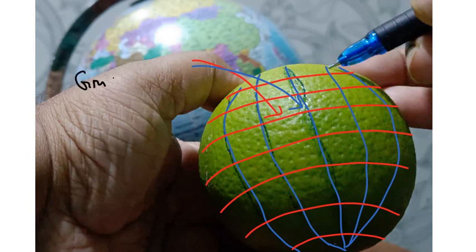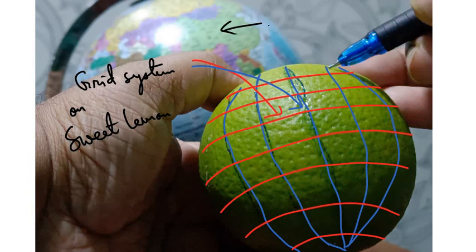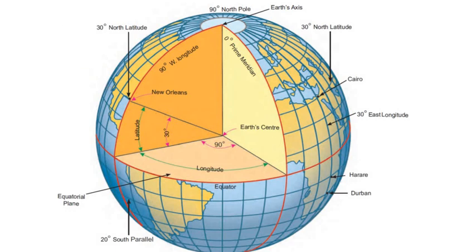Grid system on sweet lemon, and here you can see the actual globe. Fine. Okay, so now let me show you yet another very interesting thing. See this picture here, as if we can cut the globe. I am showing you the inner structure.